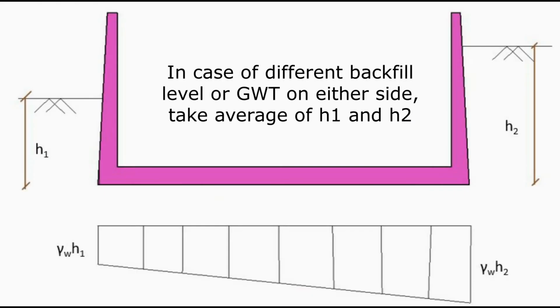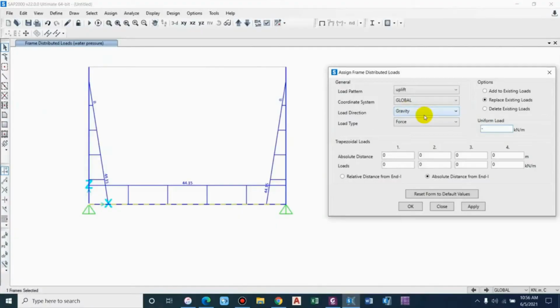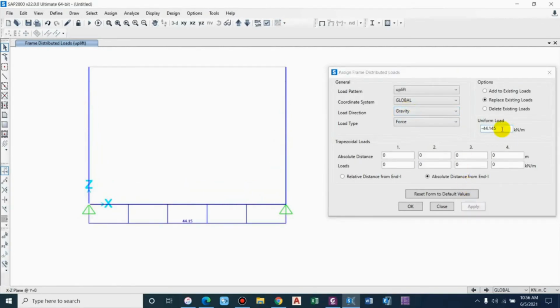So in case of different backfill level or groundwater table on either side, we'll take the average of S1 and S2. As you can see here, 9.81 into head available, 4.5. In some cases, there is use of uplift coefficient. Uplift coefficient of 0.9 means the backfill considered as 100%, the water will rise up to 90% of the backfill height. So that is the percentage up to which the water table will rise.